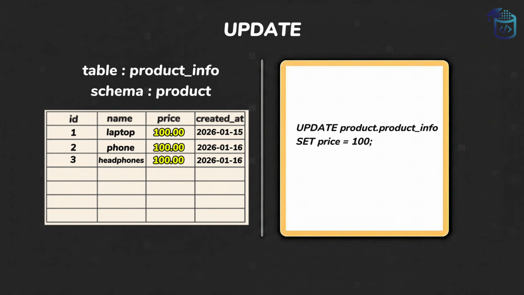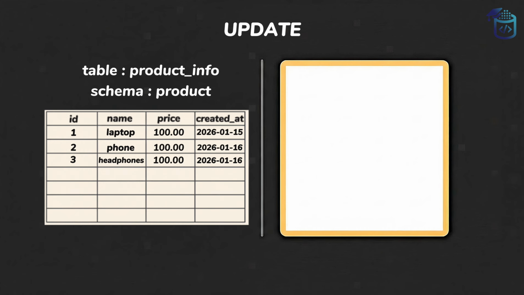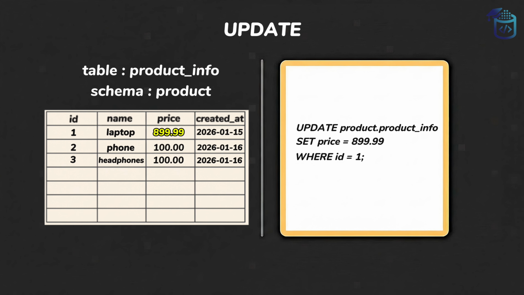But what if we only want to update one row, not the whole column? That's where the where clause comes in. The where clause is like a filter. It tells Postgres which row or rows to update based on a condition we give it. For example, let's say we want to update the price of the product with ID 1 from 100.00 to 899.99. The syntax for this is update product.productinfo set price equals 899.99, where ID equals 1. Now only the row with ID equals 1 will be updated.